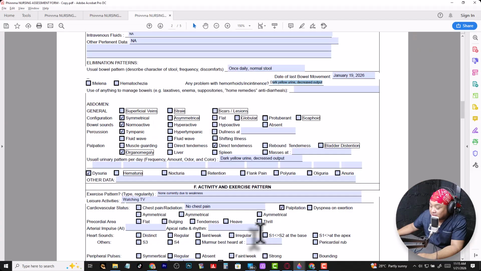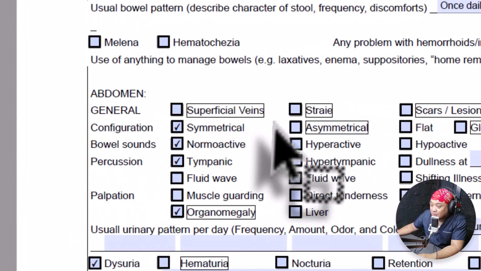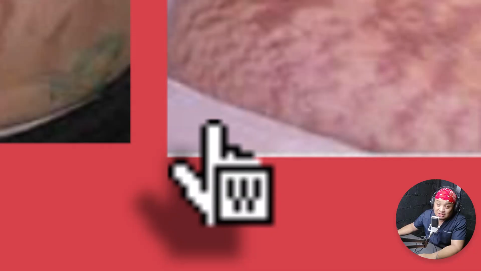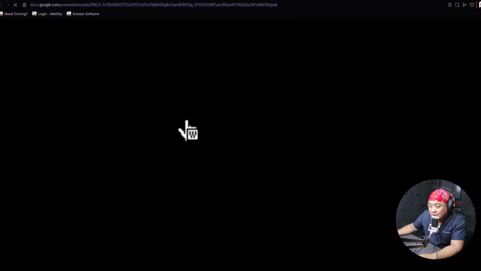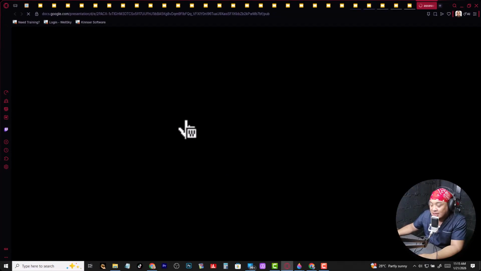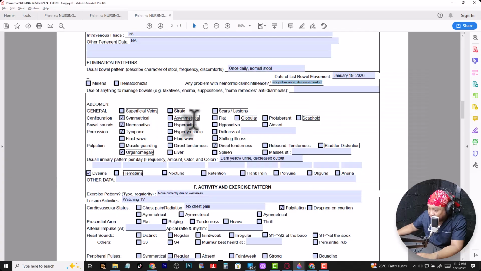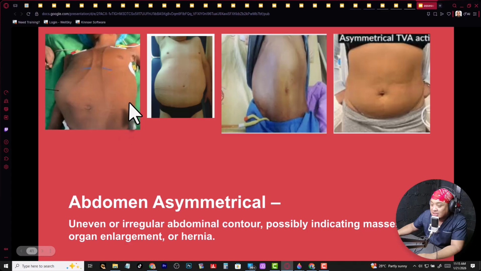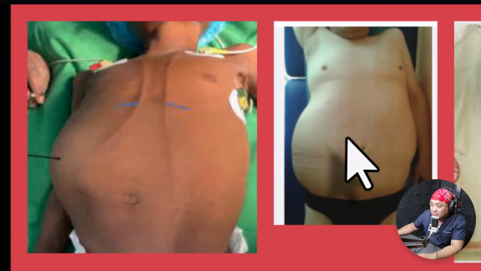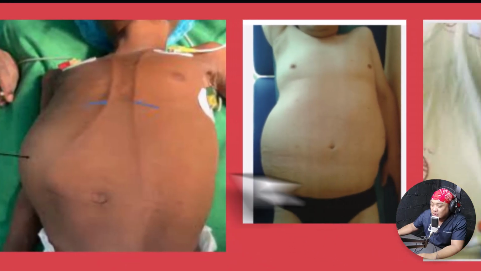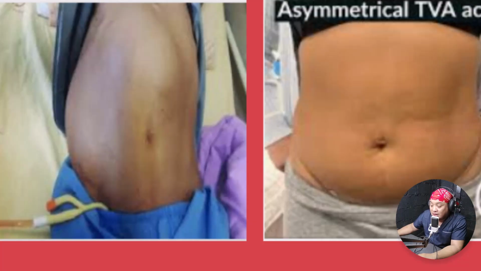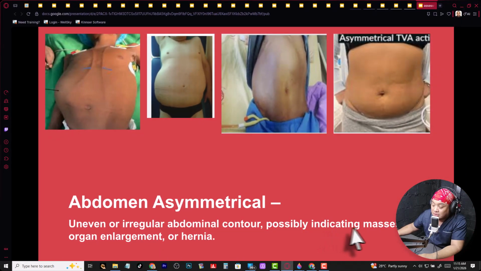Okay, so let's move on to the next information here. We have symmetrical and asymmetrical. This is interesting. So for the abdomen that is asymmetrical, what is it? There's symmetrical, which is normal. We also have the asymmetrical. So asymmetrical is this one. You can see it is tilted on one side. In short, if it is tilted, there is something wrong with the organ. So uneven or irregular abdominal contour, possibly indicating masses, organ enlargement, or hernia.